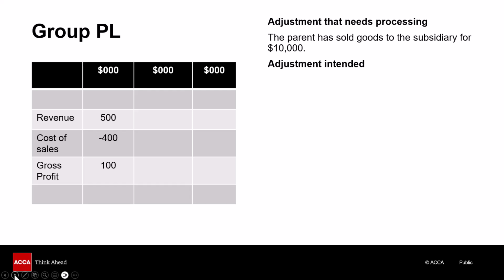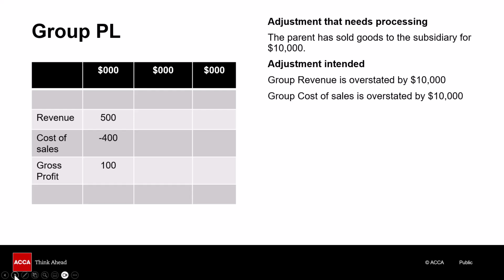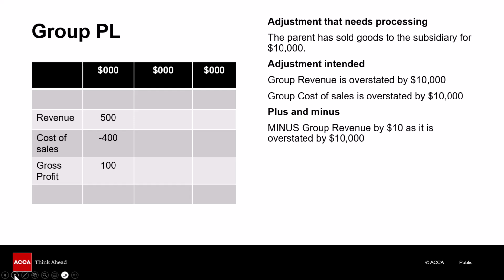So what's the adjustment we're intending? We're intending to make the group revenue go down. We're intending to make the group cost of sales go down because they are both overstated by 10,000. So in terms of pluses and minuses, the group revenue needs to be 490. So you need to minus that by 10. Now the cost of sales needs to be a smaller number. It needs to be 390.